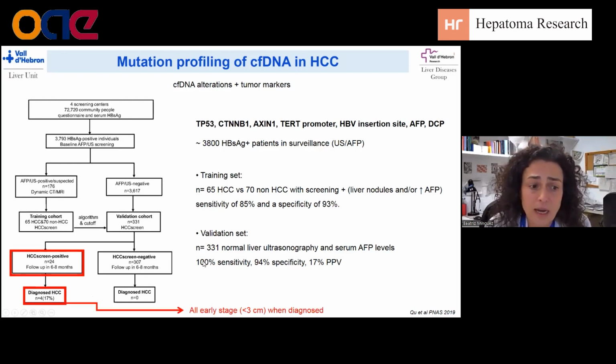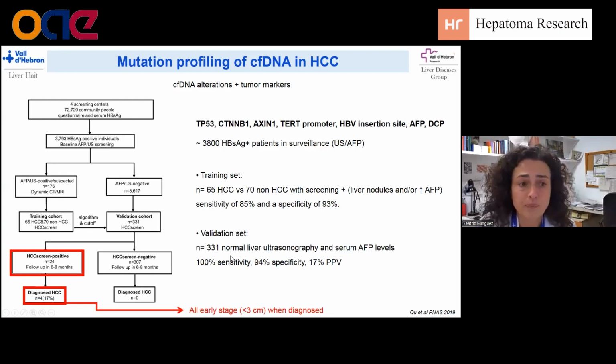earlier stage. And among them that didn't have the HCC screen positive, I mean, they were negative, they were 300, with the same follow-up, no one was diagnosed with HCC.